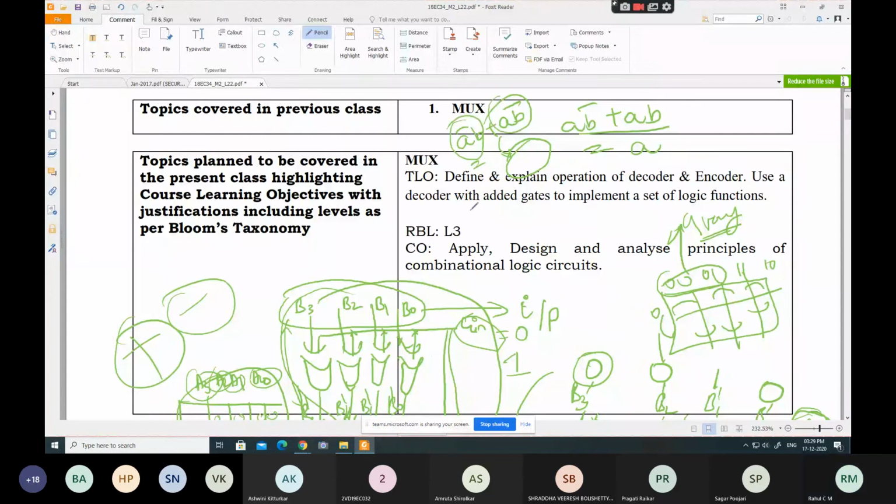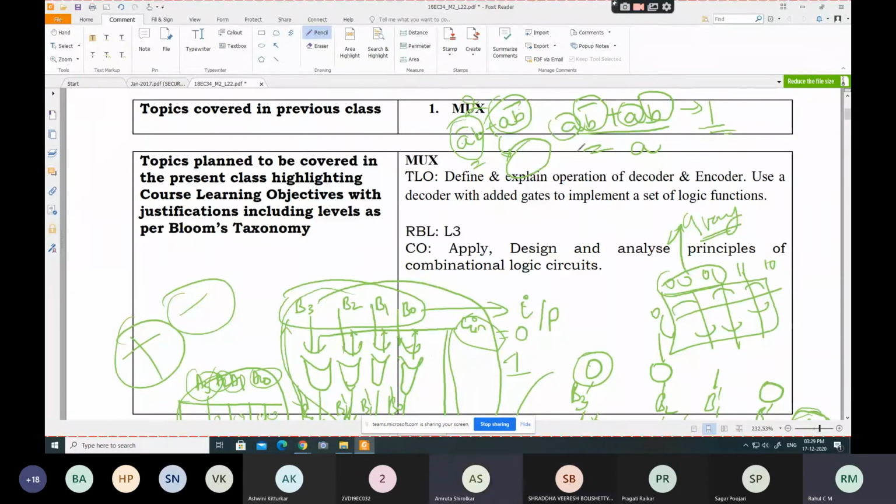One. How many bits of variation are here? Here there was A bar, here it is A; here there was B, here it is B bar. They are varying by 2 bits. Here A remains A, and B bar becomes B. So there is 1 bit variation here. You understand?